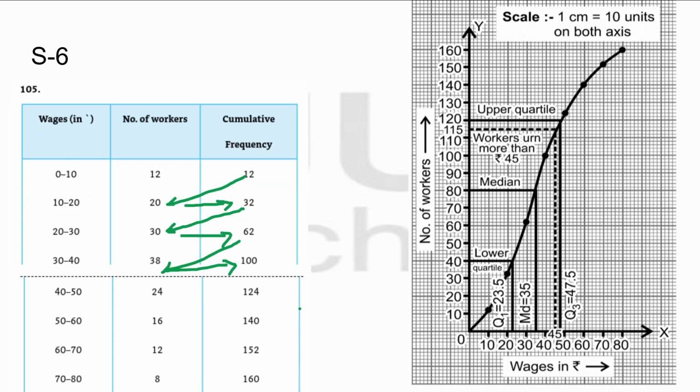Once you have obtained this, then for 10 it should be 12. Then for 20 it should be 32. This is the point here, 20, 32. Then for 30 it should be 62, like this.